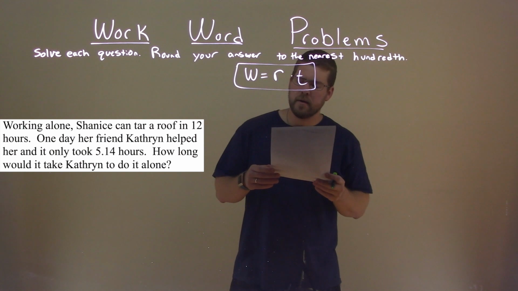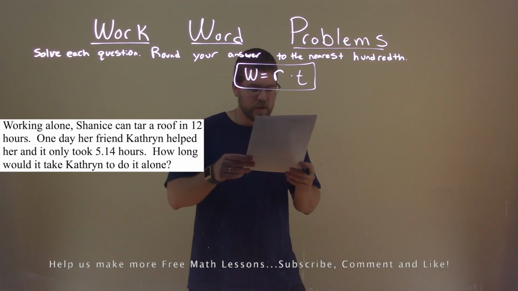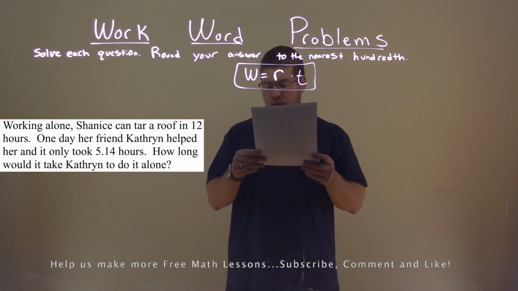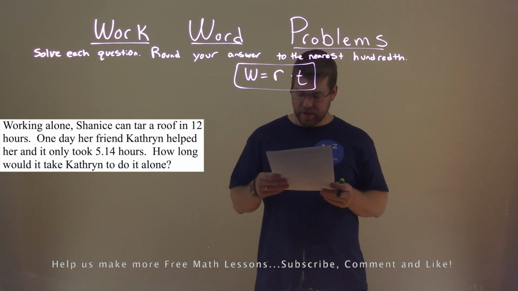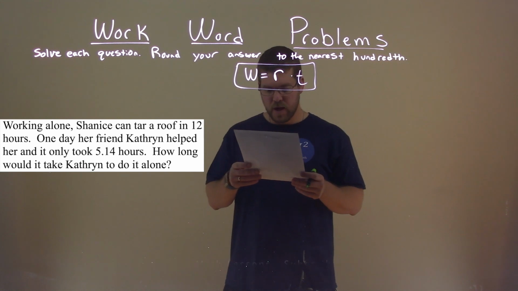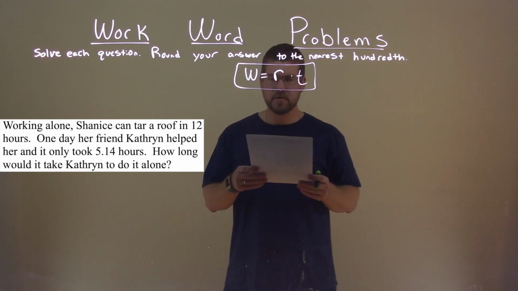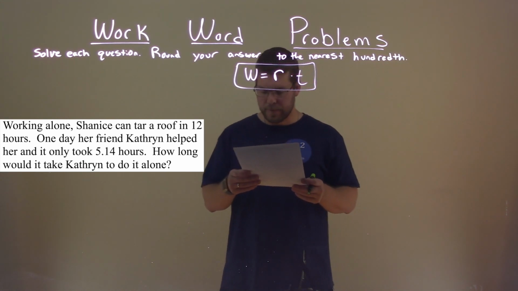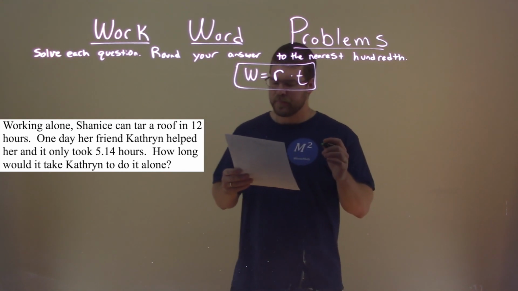We're given this problem right here. Working alone, Shanice can tar a roof in 12 hours. One day, her friend Catherine helped her, and it only took 5.14 hours. How long would it take Catherine to do it alone? Okay, so let's write down what we know.